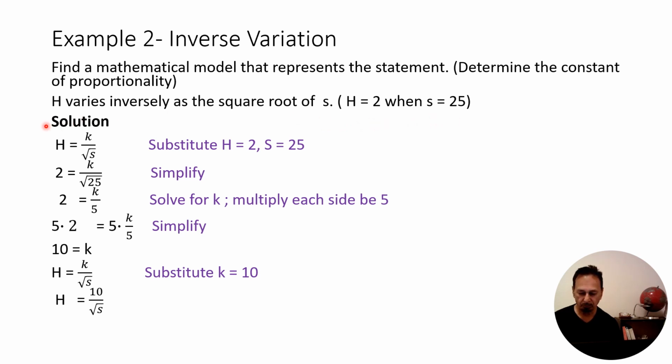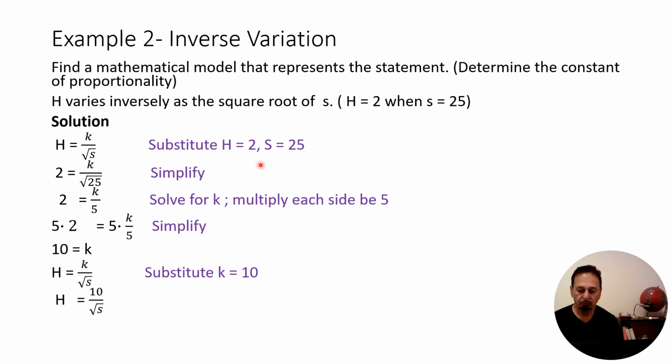So first we are going to translate this one. So h varies means equals. So you can say h equals and then k. Now the word inversely means you're going to divide by the square root of s. So the translation of this statement is h equals k over the square root of s.